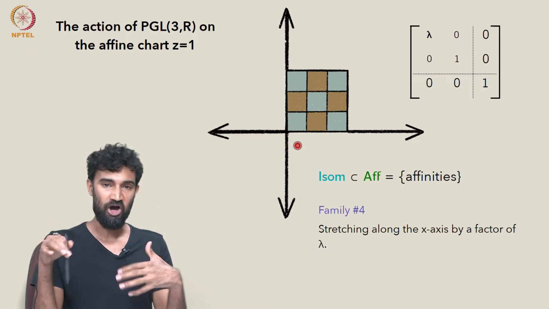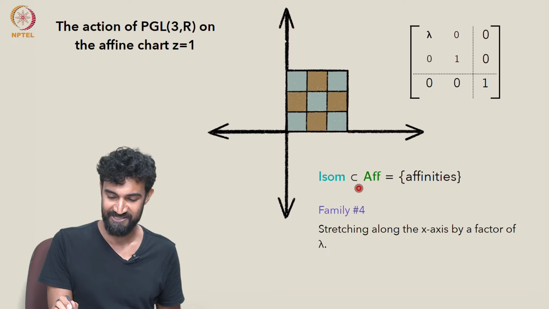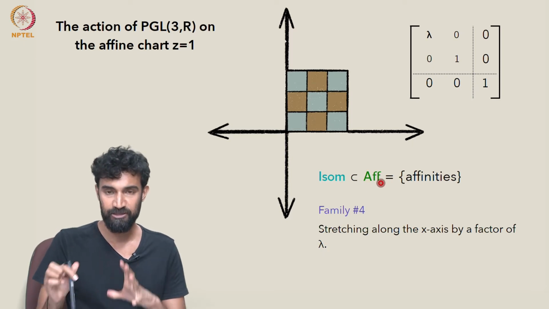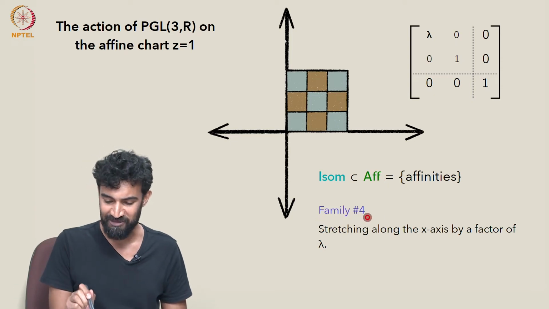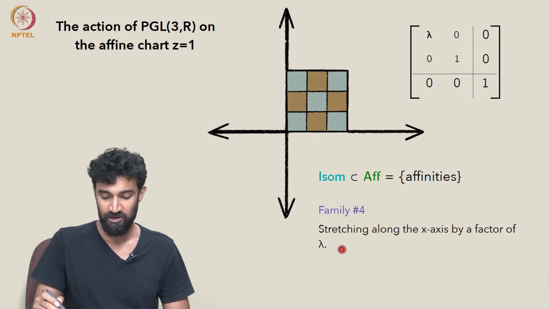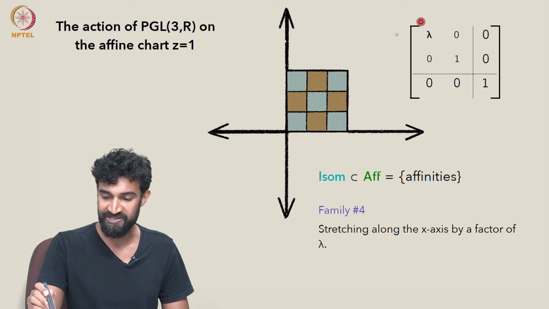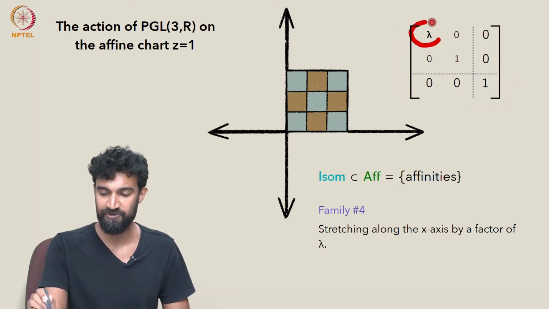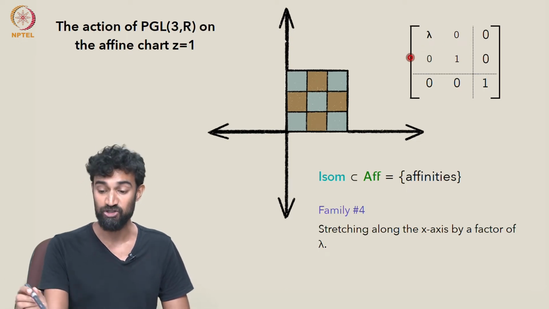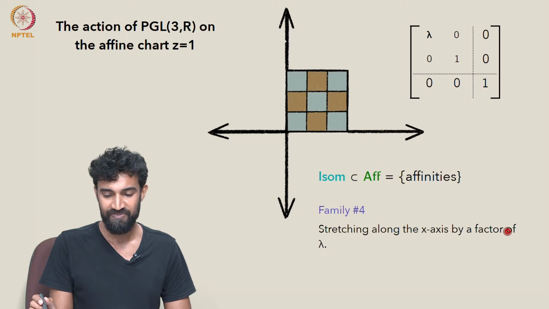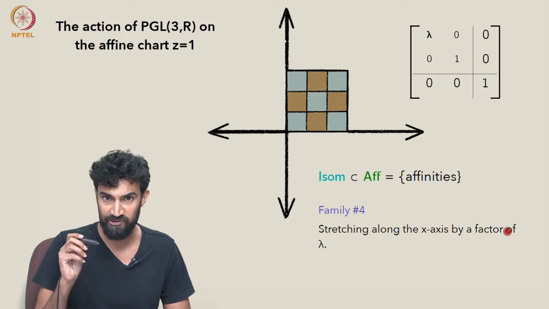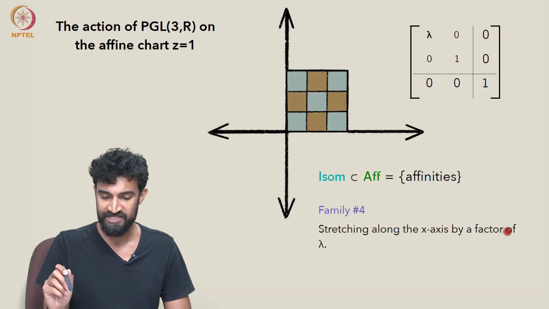So let's expand now beyond isometries and look at affinities, AF. And these include certain transformations which distort the plane. So the fourth family I want to mention is stretching along the x-axis by a factor of lambda, also known as dilation. So here it's given by this matrix, which has a non-trivial free entry in this upper left entry here. Lambda can be any non-zero real number, and it stretches along the x-axis by a factor of lambda. This is not an isometry. It doesn't preserve length or distance, but it does preserve other things.